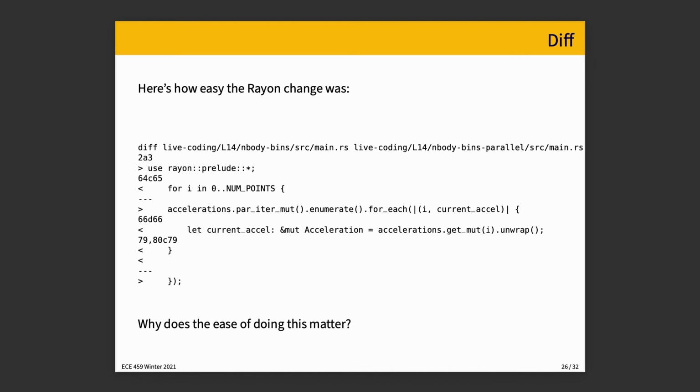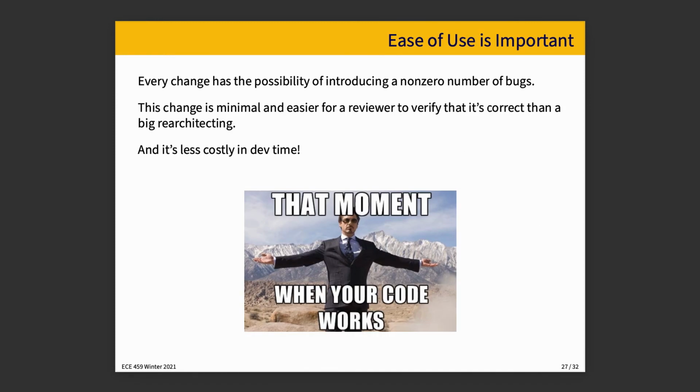If you look over this change set, I said, all right, swap the for i in 0 to num points, for accelerations par_iter_mut, enumerate, for_each. It's a lot simpler to verify that this code is working the way it's supposed to work. And it was super quick to do. I can easily drop this in here and move on to the next thing. So yeah, that moment when your code works, you want that, and you want it more, and you want it sooner. In the words of Queen, I want it all, and I want it now.